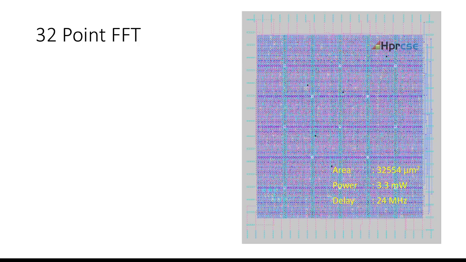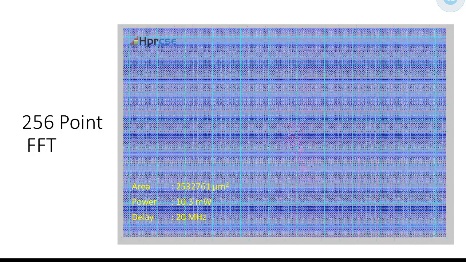32-point FFT in 130 nanometer Skywater PDK. Area 32,554 micrometer square. Power 3.3 milliwatts. Delay 24 MHz. 256-point FFT in 130 nanometer Skywater PDK. Area 2,532,761 micrometer square. Power 10.3 milliwatts. Delay 20 MHz.